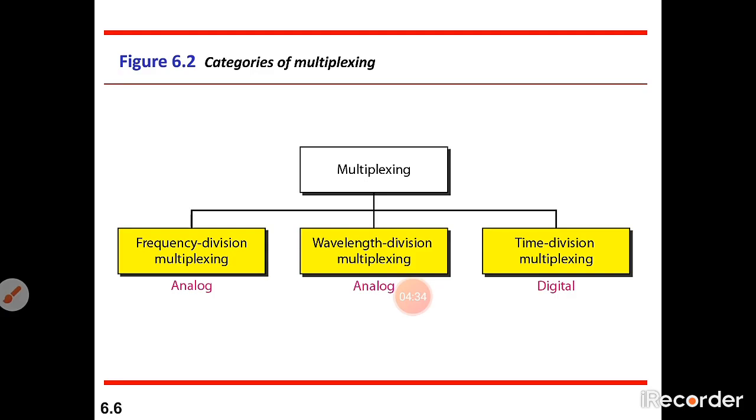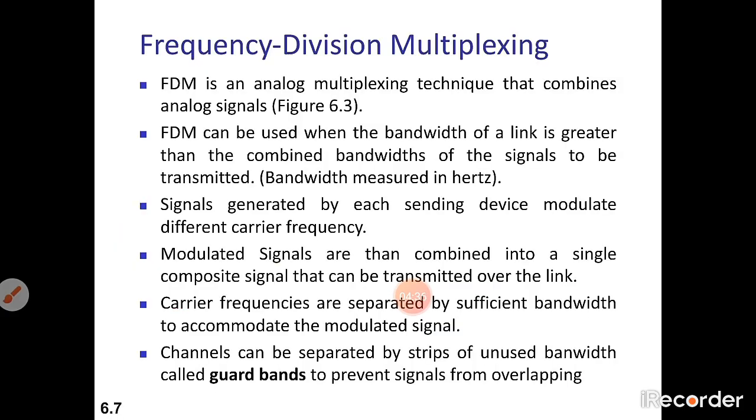So first we will discuss frequency division multiplexing. In short form we call it FDM. It is an analog multiplexing technique that combines the analog signals, the analog signals which come from each device. Those will be combined into one link through frequency division multiplexing.